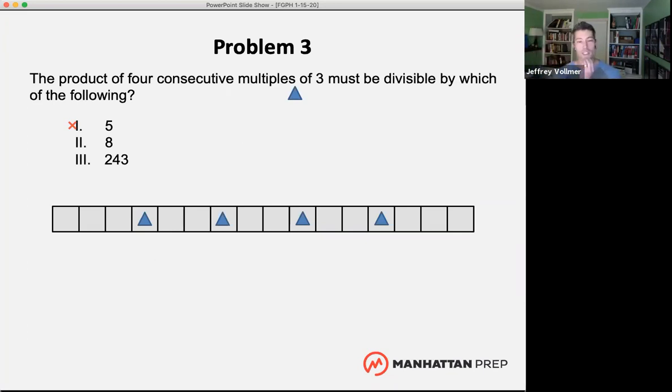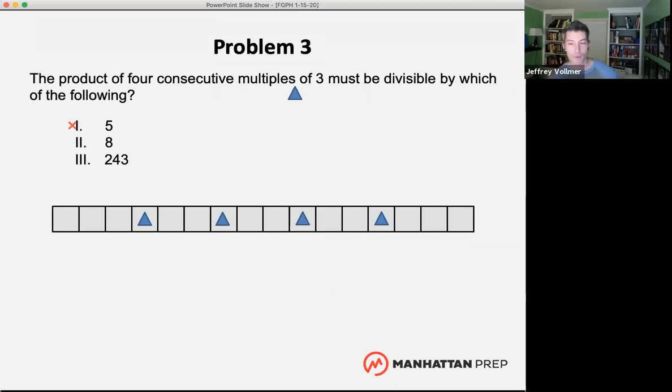If you have four consecutive multiples of three, when you multiply them, do you have to get something that's divisible by eight? Oh, Alana, is that true? I don't believe that's true, Alana.